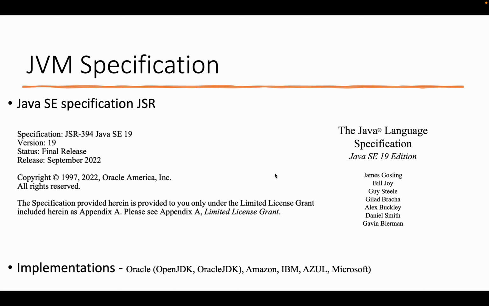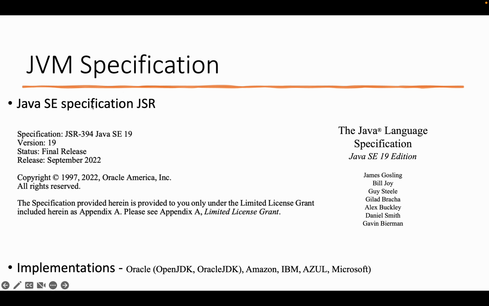It is important to note that the JVM itself is an abstract machine. It's a specification, and we have different implementations of it. Like we have Oracle JDK, we have OpenJDK, which is now maintained by Red Hat. We have Amazon implementation, IBM, Azure, and many others.